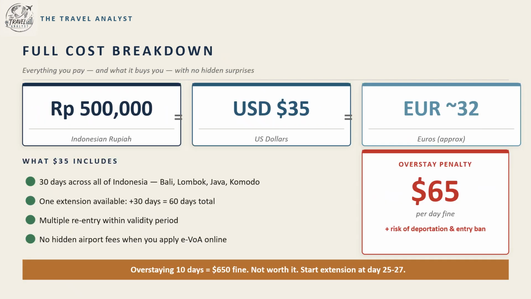Let us talk about the exact cost. 500,000 Indonesian rupiah. That is exactly $35, or approximately 32 euros. Pay in USD, IDR or card, but if you do the e-VoA online, there is no cash transaction at all. What does $35 buy you?